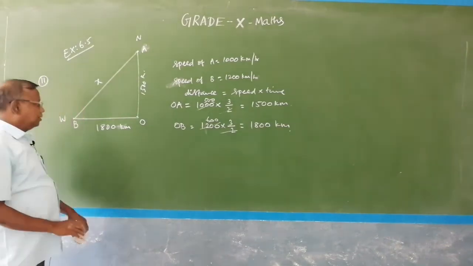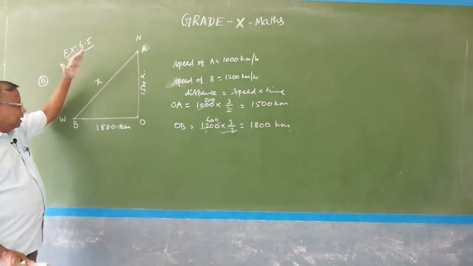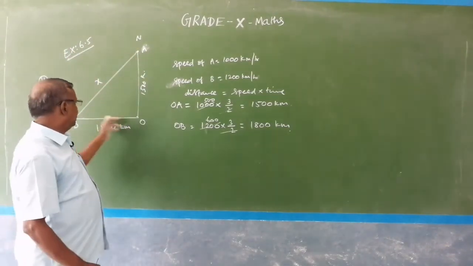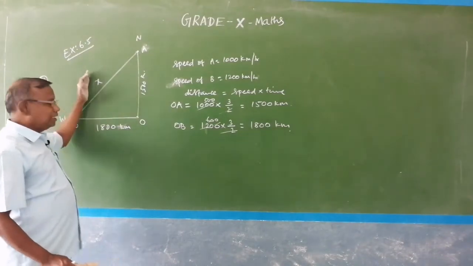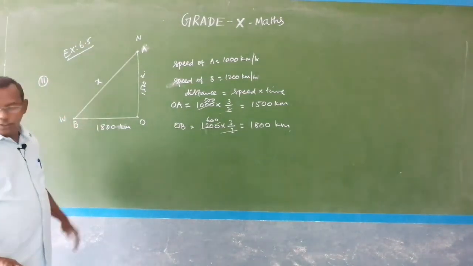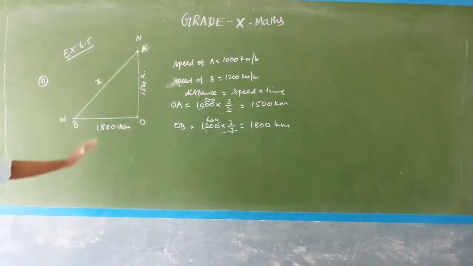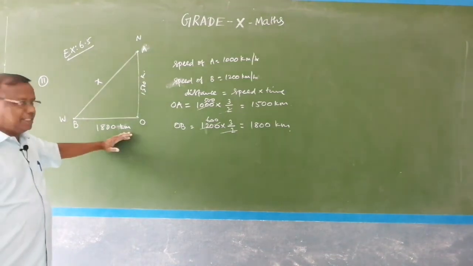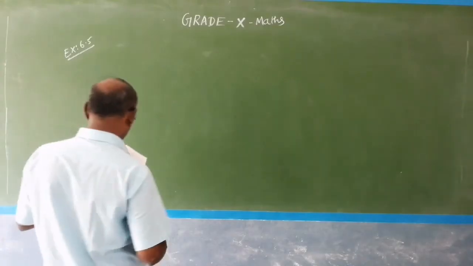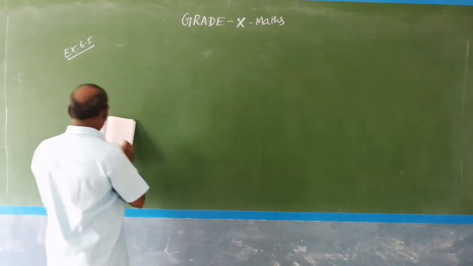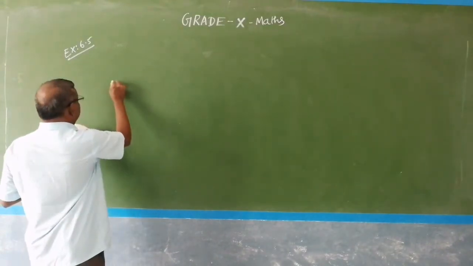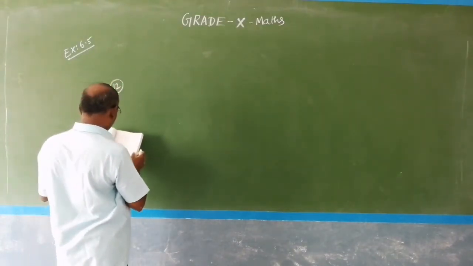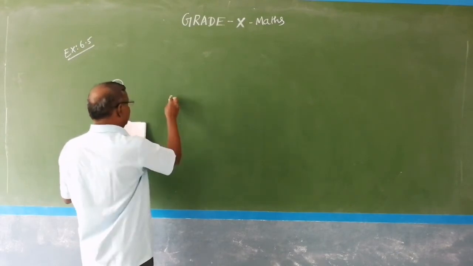Now using the Pythagoras theorem, you can calculate x square equal to OA square plus OB square and find the value of x and verify with the book. So the rest of this problem is your homework. Two poles, question number 12. Two poles of height 6 meter and 11 meter.